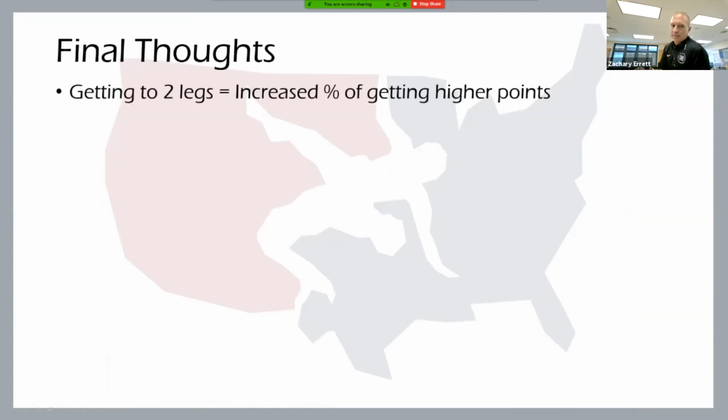All right, kind of recapping just a couple of things. I think getting 2 legs certainly increases your chance of getting the higher points. Not saying it's going to happen every time, but it certainly gives you a higher probability of getting more points in this. Okay, so I think that's an important part of having 1 leg versus 2.